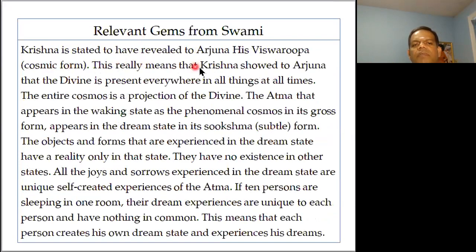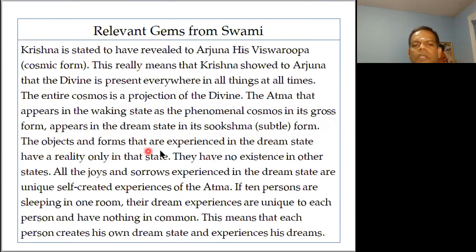Krishna is stated to have revealed to Arjuna his Vishwarupa, which is cosmic form. This really means that Krishna showed to Arjuna that the divine is present everywhere, in all things, at all times. The entire cosmos is a projection of the divine. The Atma that appears in the waking state as phenomenal cosmos in its gross form appears in the dream state in its sukshma, subtle form.